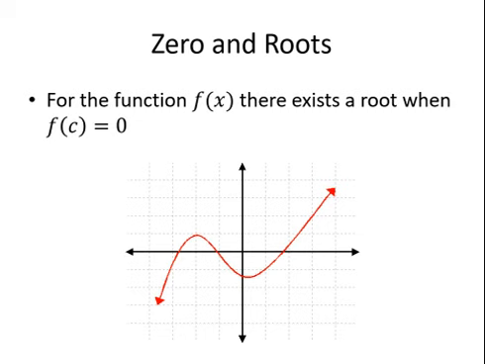Not every function is going to have an x-intercept. x squared plus 2 won't have a zero because it won't cross the x-axis. Any polynomial with an odd degree, so the largest exponent is odd, will always have at least one root. Evens will not always have one. Sometimes they will, but not always. But if the degree is odd, then it will always have at least one root.